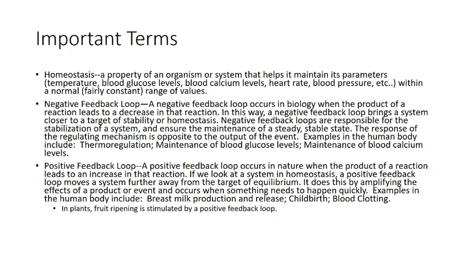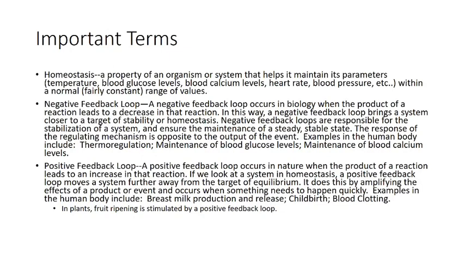Before we get into our discussion of negative and positive feedback loops, there are some important terms you need to understand. One of those terms is homeostasis. Homeostasis is a property of an organism or a system that helps it to maintain its parameters, things like temperature, blood glucose levels, blood calcium levels, heart rate, blood pressure, and it helps to maintain those parameters within a normal, well-regulated, fairly constant range.